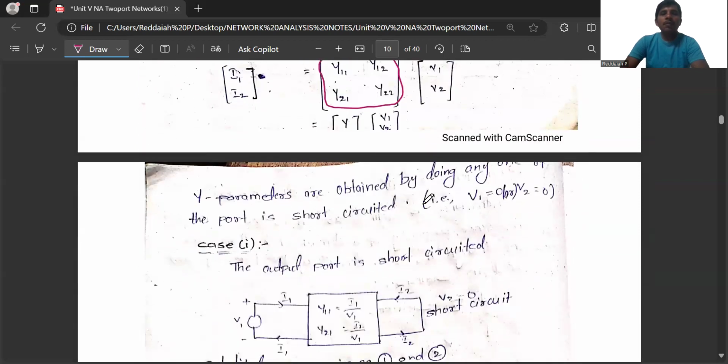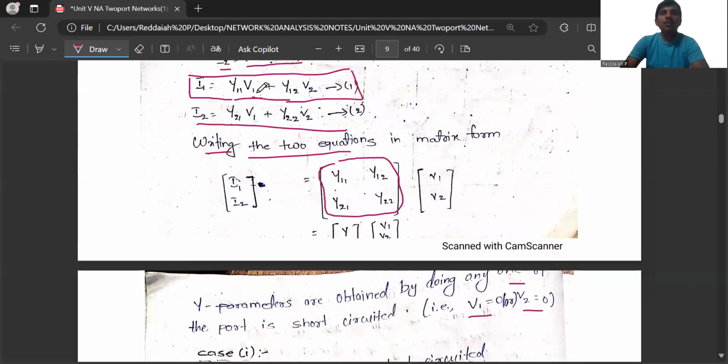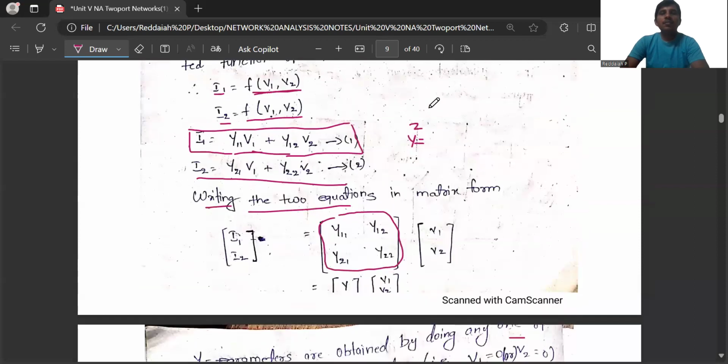Y parameters are obtained by short circuiting only one of the ports, that is, V1 equal to 0 or V2 equal to 0. What is Y? Y equal to 1 by Z, and you know that Z equal to V by I. The reciprocal of this Z is admittance, hence Y equal to I by V. The reciprocal means we have to reverse this.